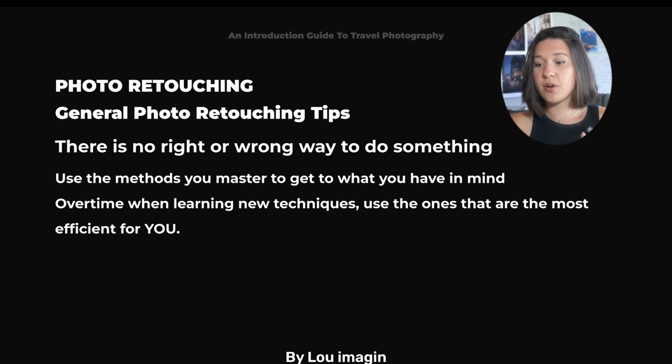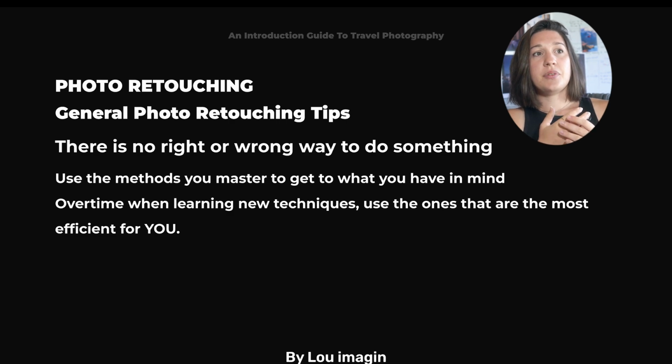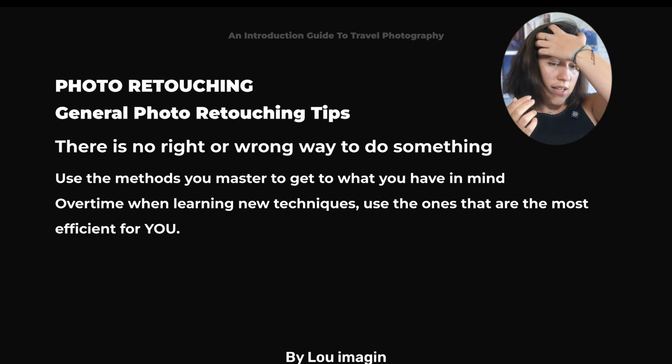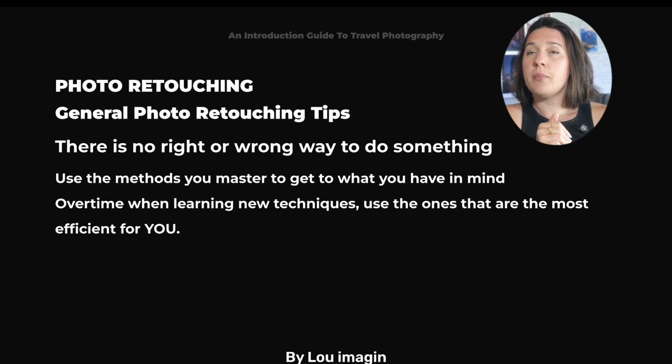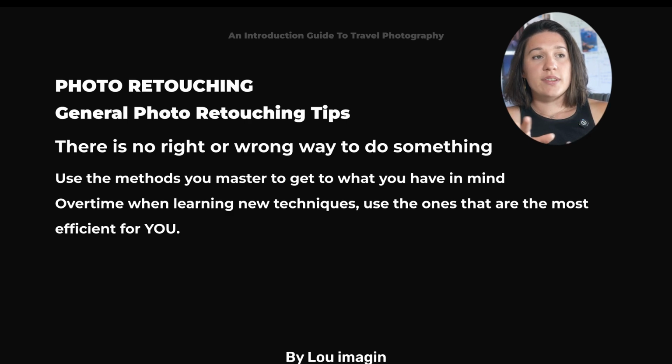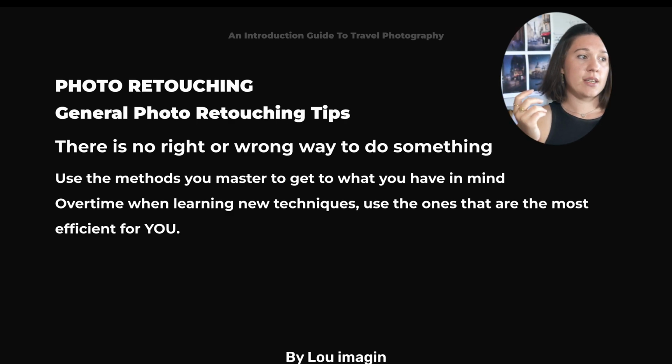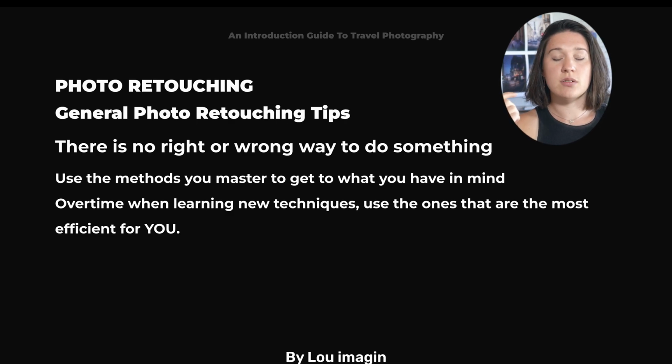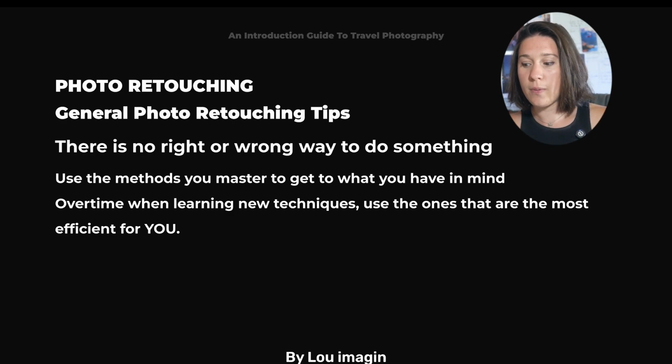Then there is no right or wrong way to do something. The reason why I wrote that is that before working in studios, I had the feeling that some adjustments or some things were not allowed to do as a professional. And let me tell you, that is totally wrong. There are so many ways to do one thing, especially in photo editing, and there are many different software. So of course there are many ways to get to one point. So use the methods that you master today to get to where you want to go.